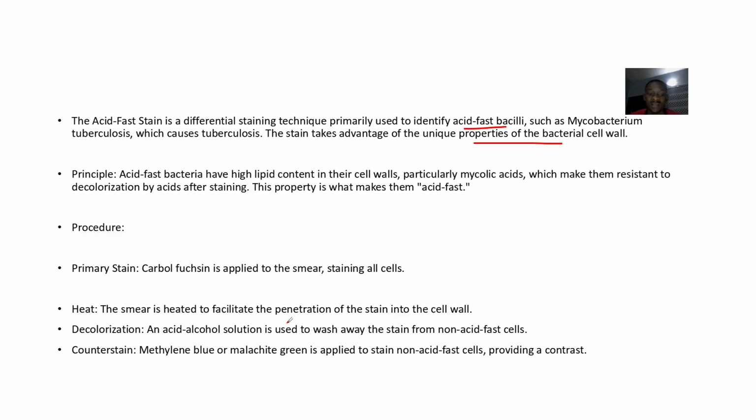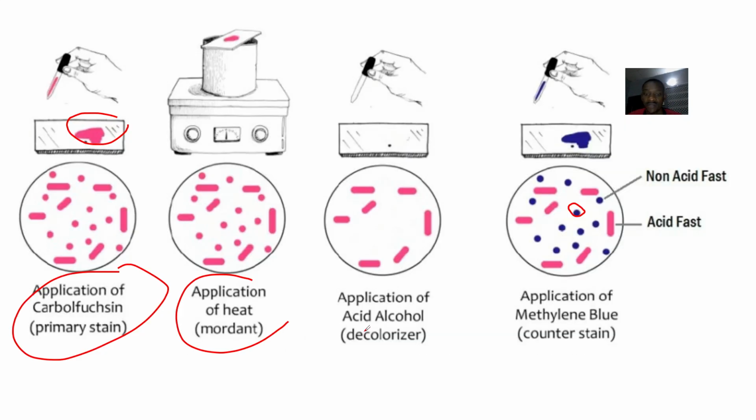Then decolorization. This one is when an acid alcohol solution is used to wash away the stain from the non-acid fast cells, right? So application of alcohol. Alcohol is a decolorizer. Can you see how the steps are? There are different ways of writing it, but it's the same thing.